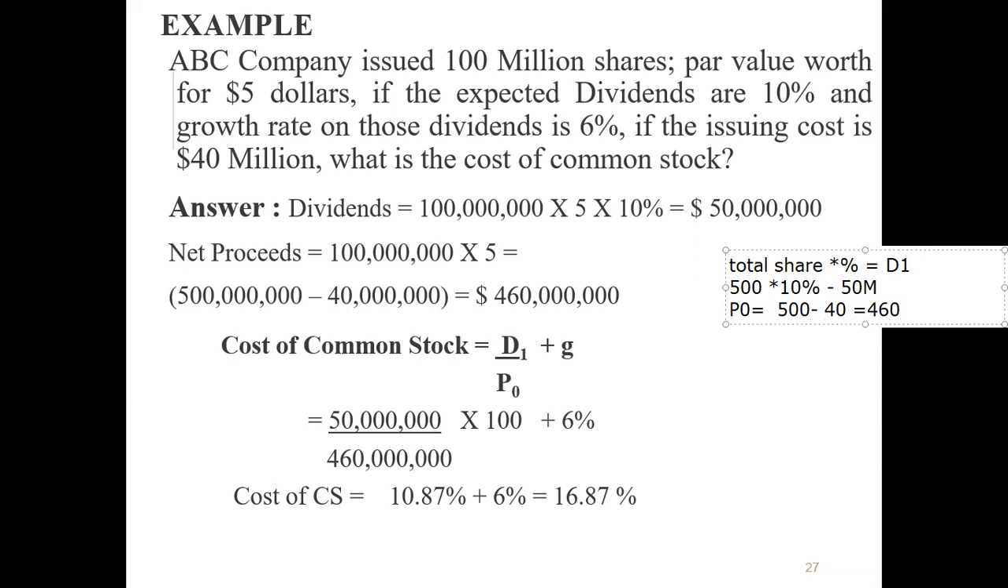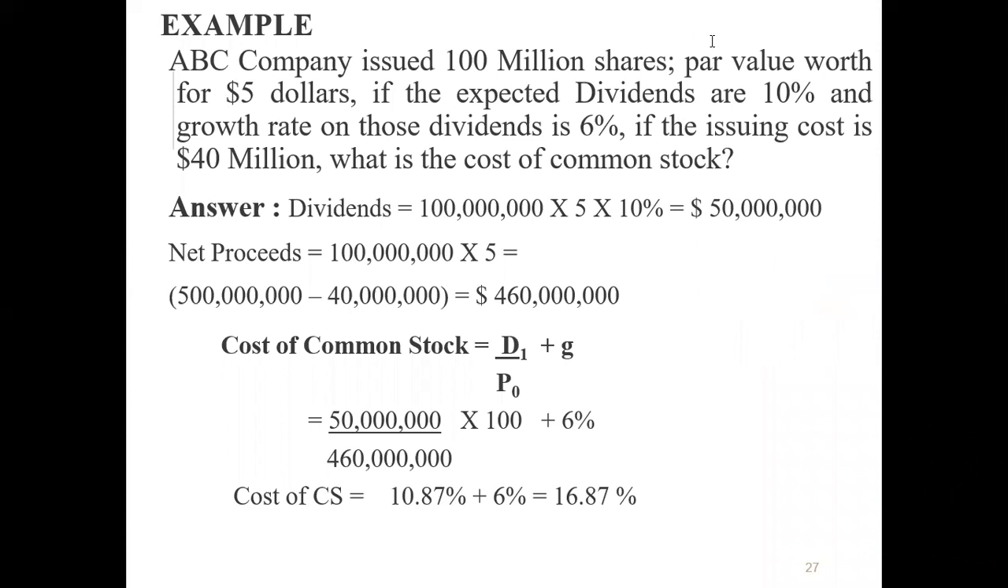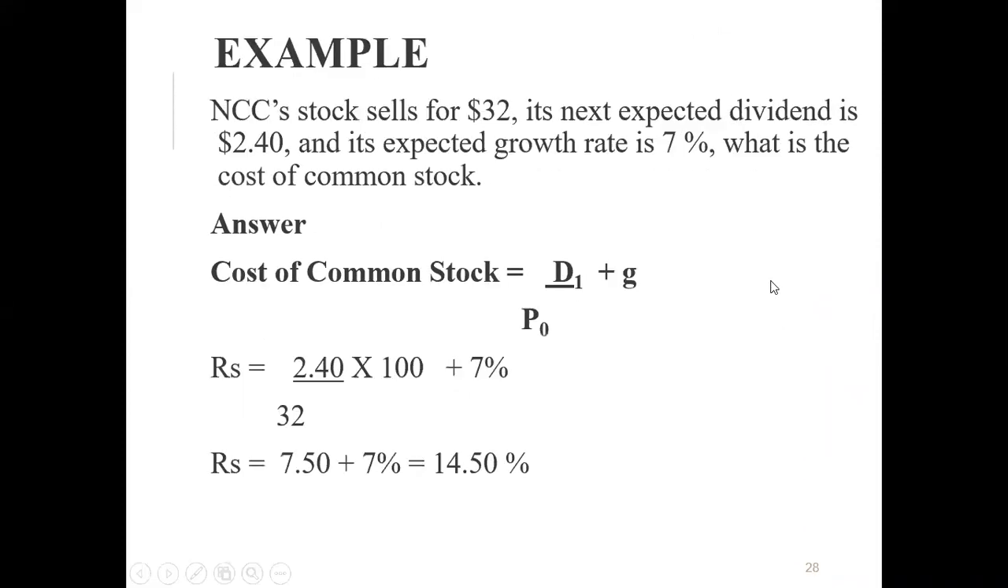So if I want to find simply how I can find the RS, the cost of the common stock, it is simply the 50 million that I got divided by the 460, plus the growth rate, which is given as 6%. And this gives me 16.87. So this is very simple because you use the DCF model here. DCF stands for discounted cash flow.